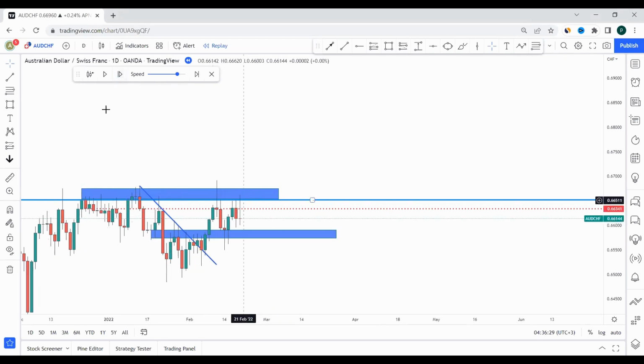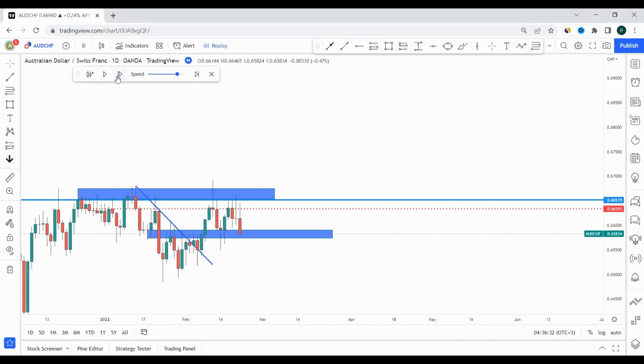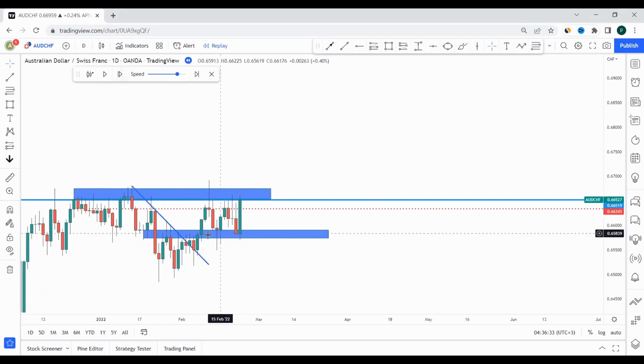This resistance is still holding price. Resistance is still holding price. It came back down. This level is holding price. Are you guys seeing it? Now, remember what I told you guys, that the market does not move smooth like this, the way we expected.